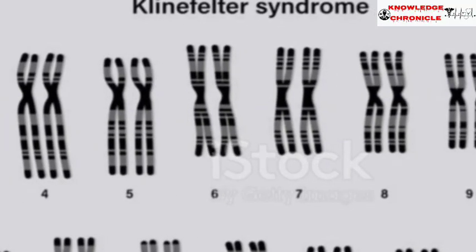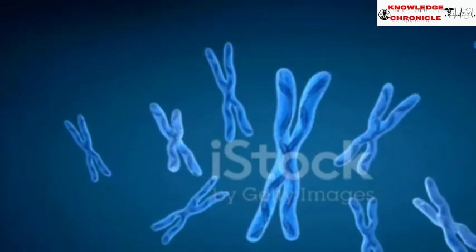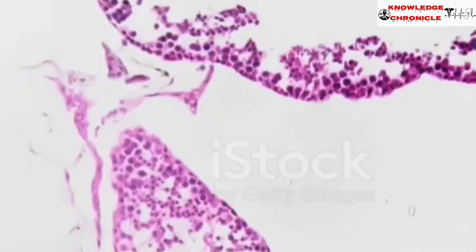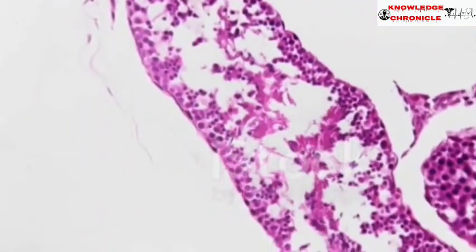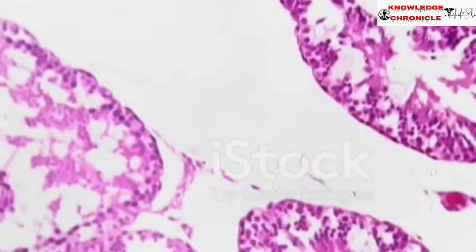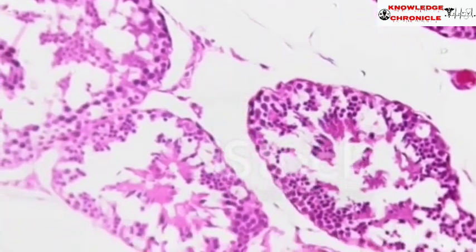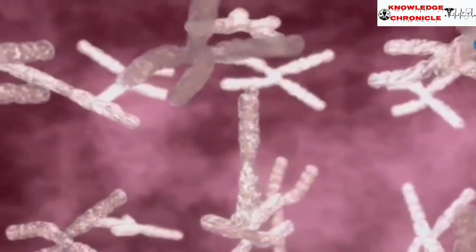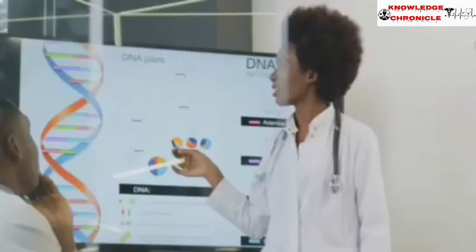Klinefelter's syndrome, a masculine-feminine mix. This condition affects males where instead of having the usual XY chromosomes, they have an extra X, making it XXY with 47 chromosomes. The features include a male appearance, underdeveloped testes, gynecomastia or breast development, and sterility. This condition is due to non-disjunction, where the sex chromosomes fail to separate properly.